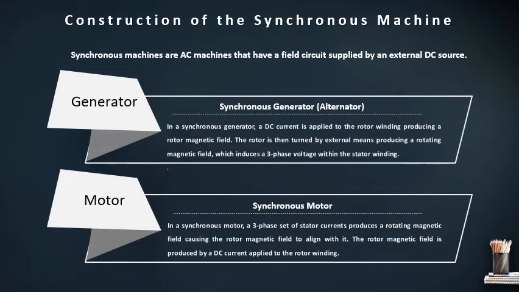In a synchronous generator, a DC current is applied to the rotor winding, producing a rotor magnetic field. The rotor is then turned by external means, producing a rotating magnetic field, which induces a three-phase voltage within the stator winding. In a synchronous motor, a three-phase set of stator currents produces a rotating magnetic field, causing the rotor magnetic field to align with it. The rotor magnetic field is produced by DC current applied to the rotor winding.